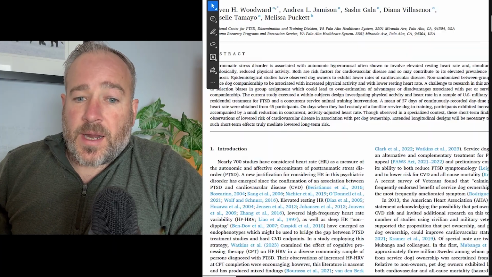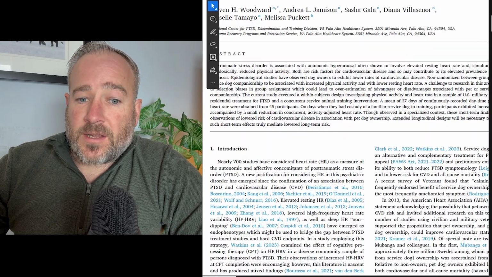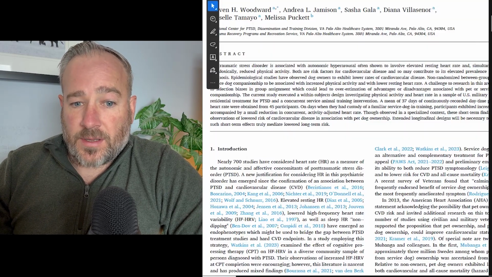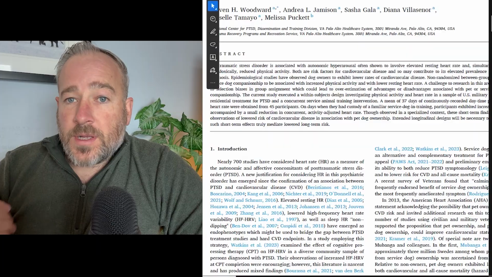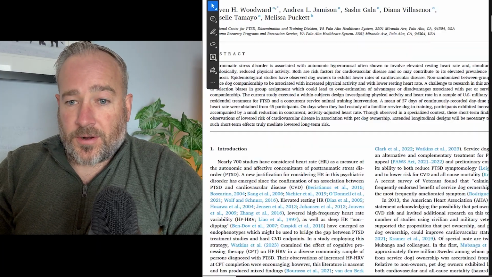Their main finding: on days with the service dog, participants were more physically active and had slightly lower heart rates, even after accounting for activity. So if you can summarize the abstract in two or three sentences, you're off to a really strong start.